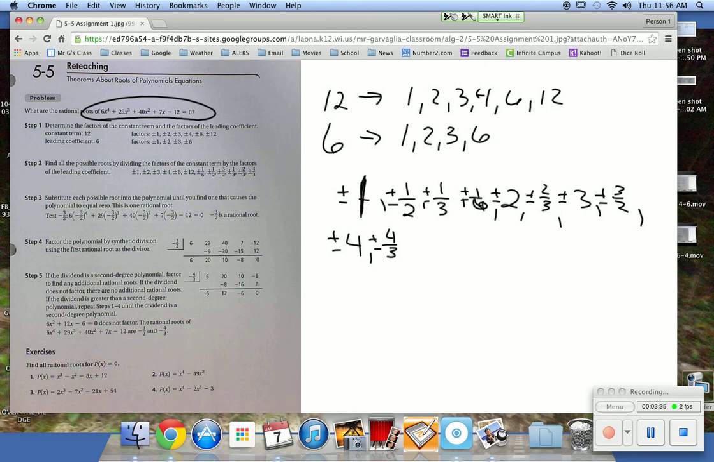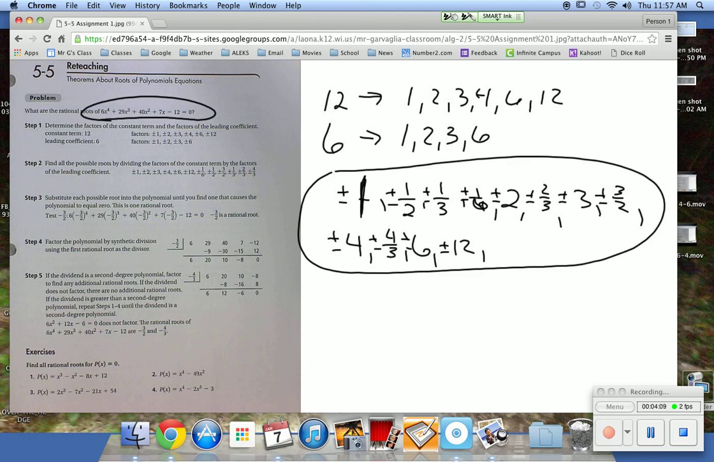Then we do 6. We've got 6, plus or minus. 6 over 2 is 3, we got that already. 6 over 3 is 2, we got that already. 6 over 6 is 1, we got that already. And then we go to 12. 12 over 1, plus or minus. 12 over 2 is 6, we got that. 12 over 3 is 4, we got that. 12 over 6 is 2, we got that. So, here are all our possible roots to this.